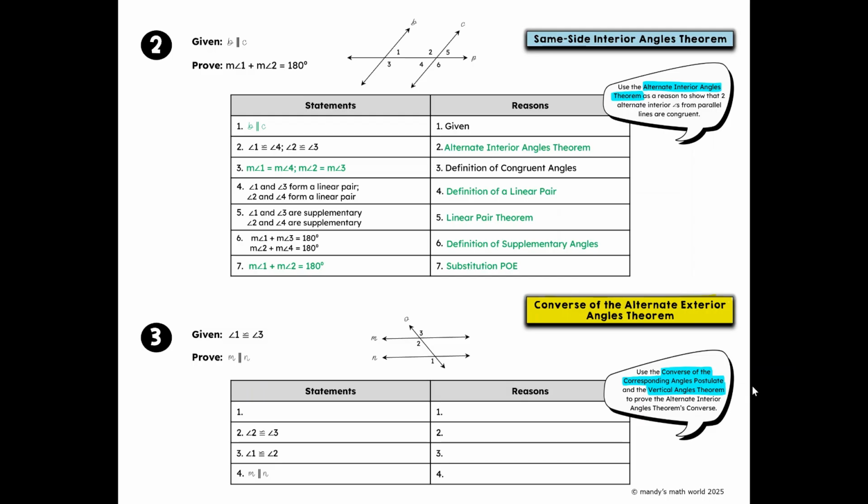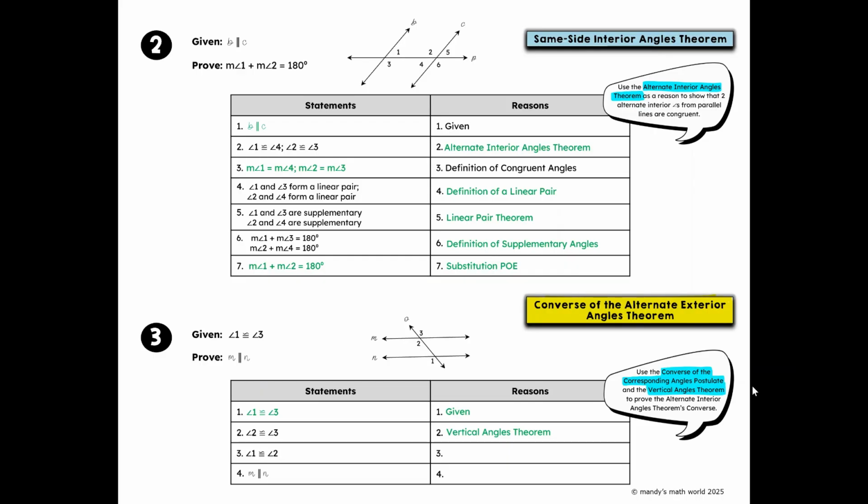So we are given angle 1 is congruent to angle 3. So that's going to be my first statement with what as my reason? Given. Then I've got angle 2 is congruent to angle 3 as a statement. How can I conclude that? What is it that tells me angle 2 is congruent to angle 3? The vertical angles theorem.